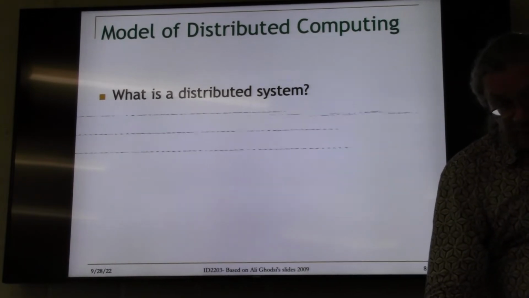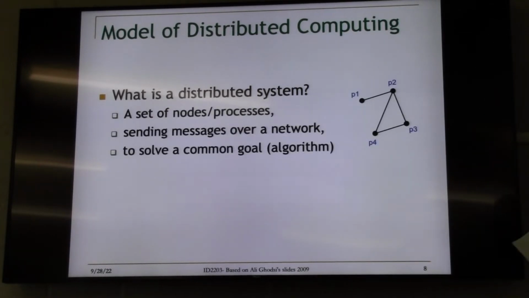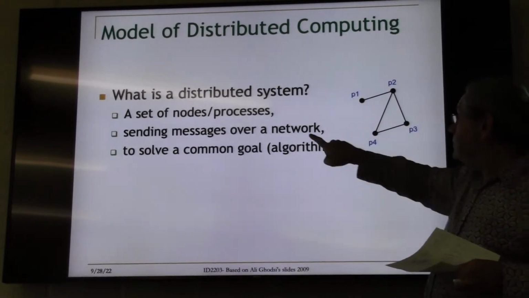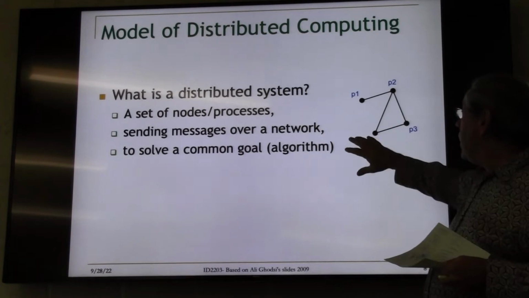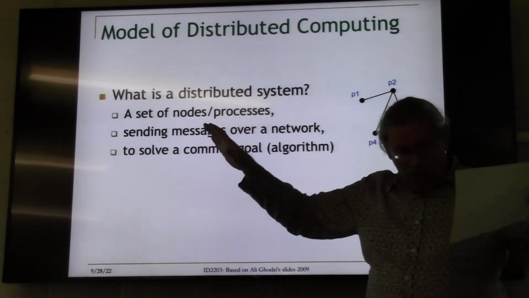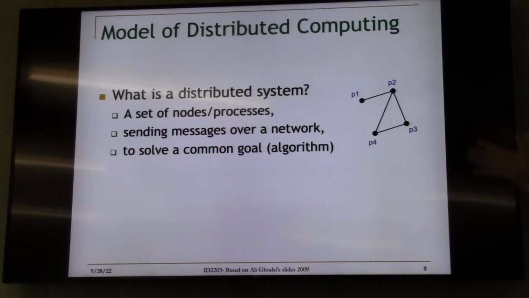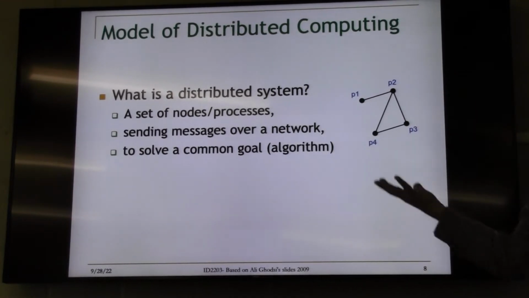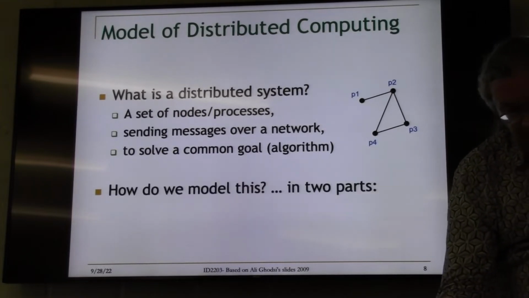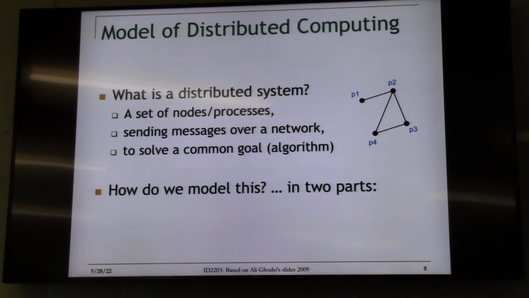So what is a distributed system? It's a set of nodes, here, P1, P2, P3, P4, that send messages, and they're running a common algorithm, okay? So nodes talking to each other, and they're working together, and they present themselves like a single system, okay? So how do we model that? We're going to see it in 2 parts, okay?